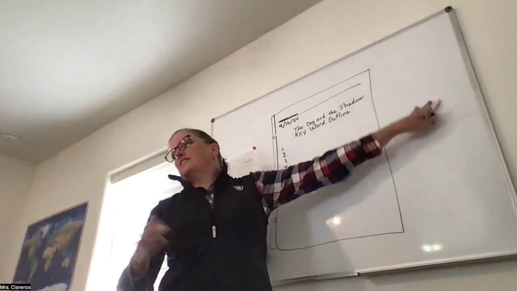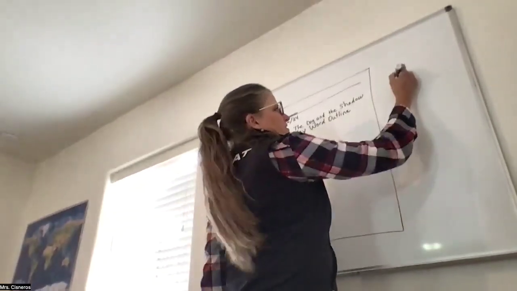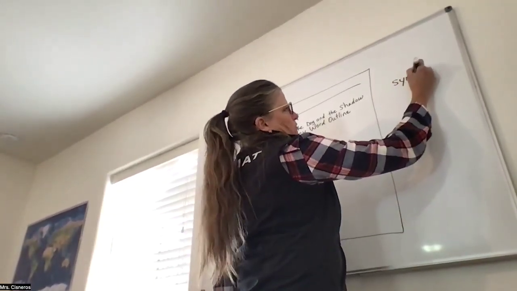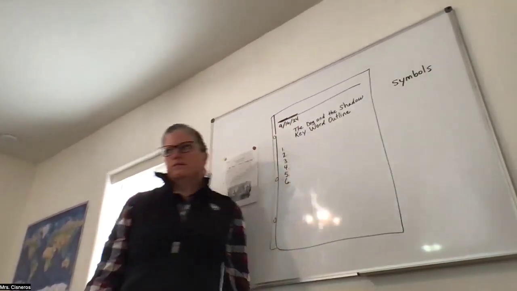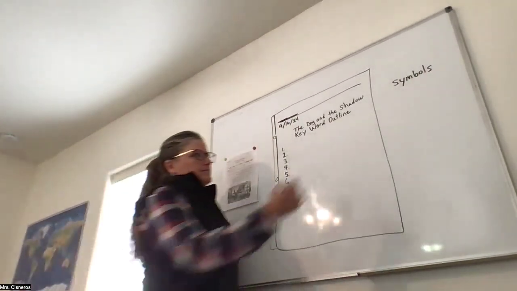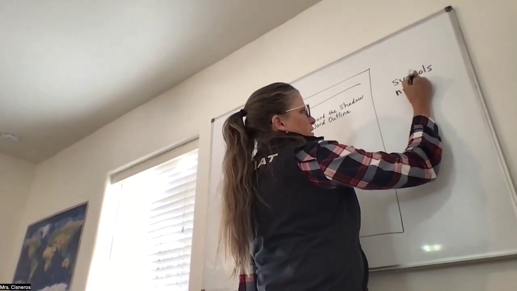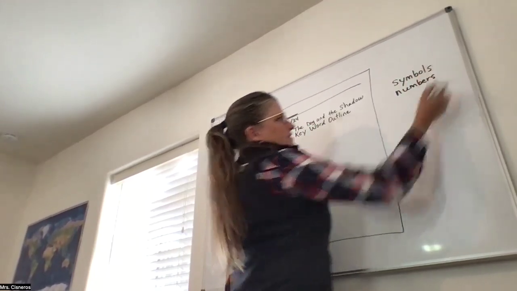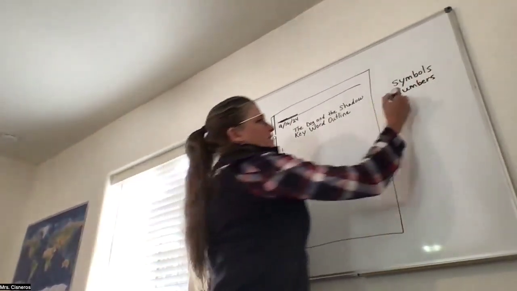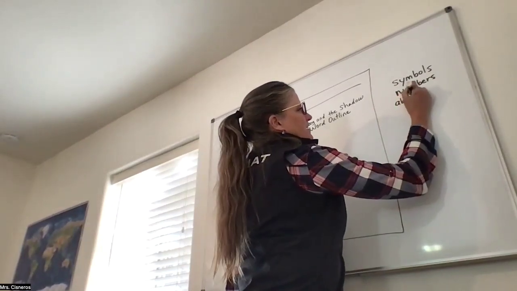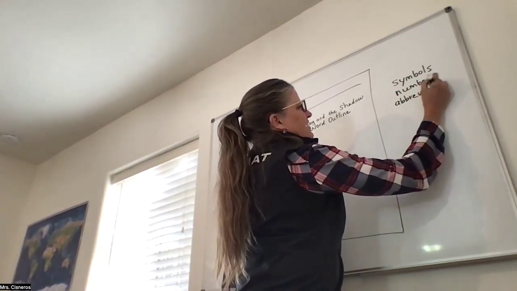Okay, I'm going to make a little list here. You don't have to write this. I'm going to write this word. See if you know what this is. Don't write it. Just tell me what it is. Symbols. A symbol is a square. What about this word? Numbers. What about this word? One more. Symbols, numbers, and abbreviations.